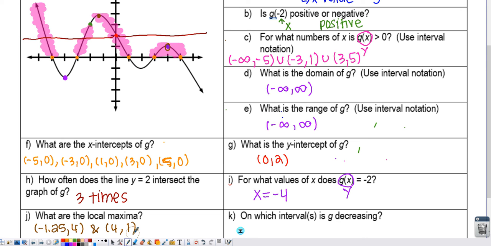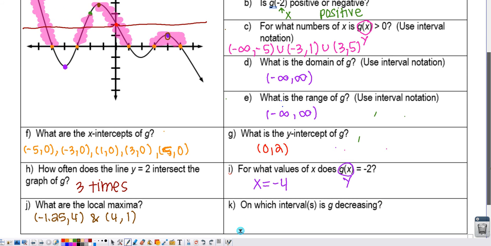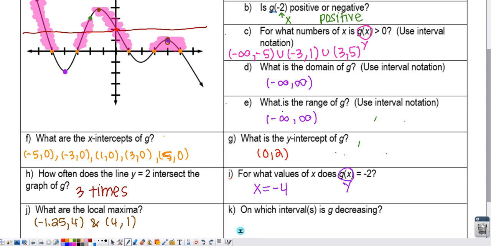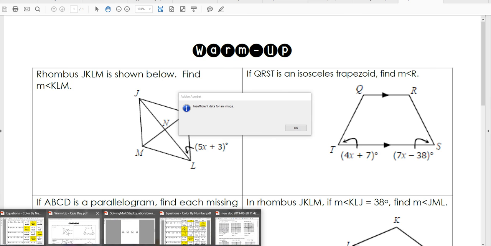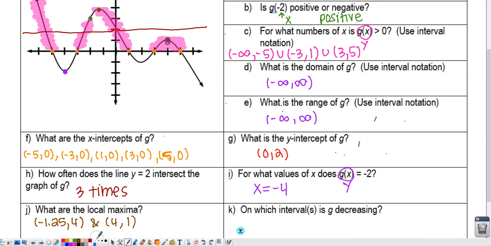Okay? Now it says, on which intervals is g decreasing? So this is actually an algebra 2 question, but let's see what we can do here. Sorry about that. Let's go back here. So when we're doing that, we want decreasing. We'll use light purple. So decreasing is going down. This section right here is going down. This section right here is going down. And this section right here is going down.